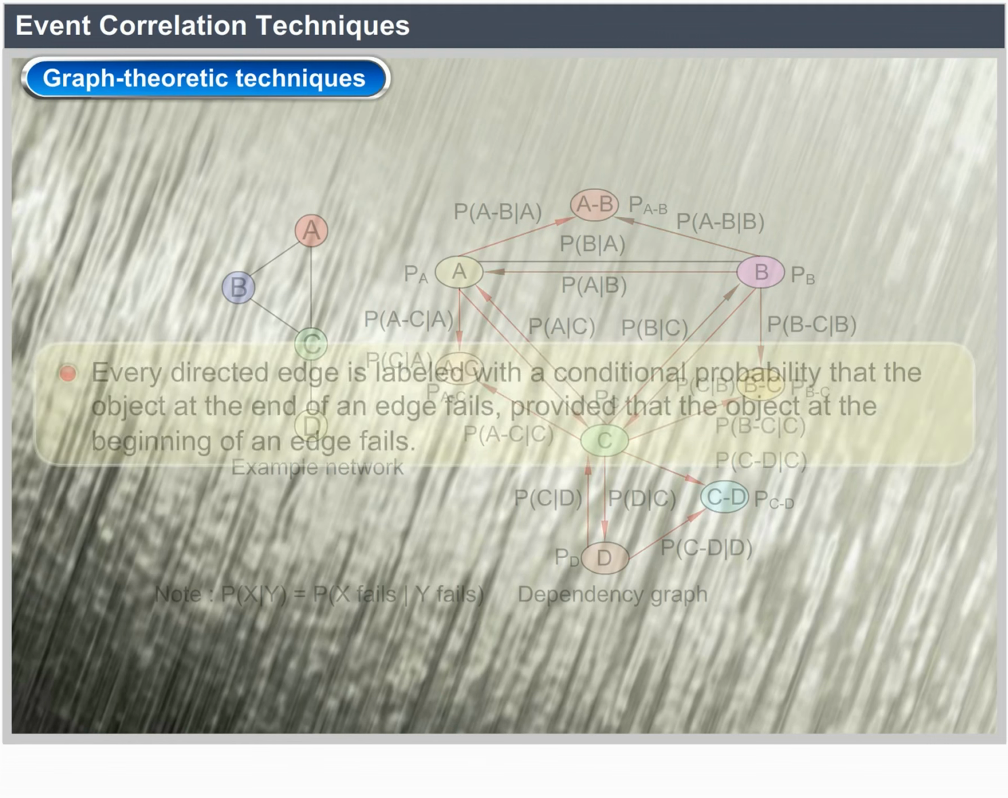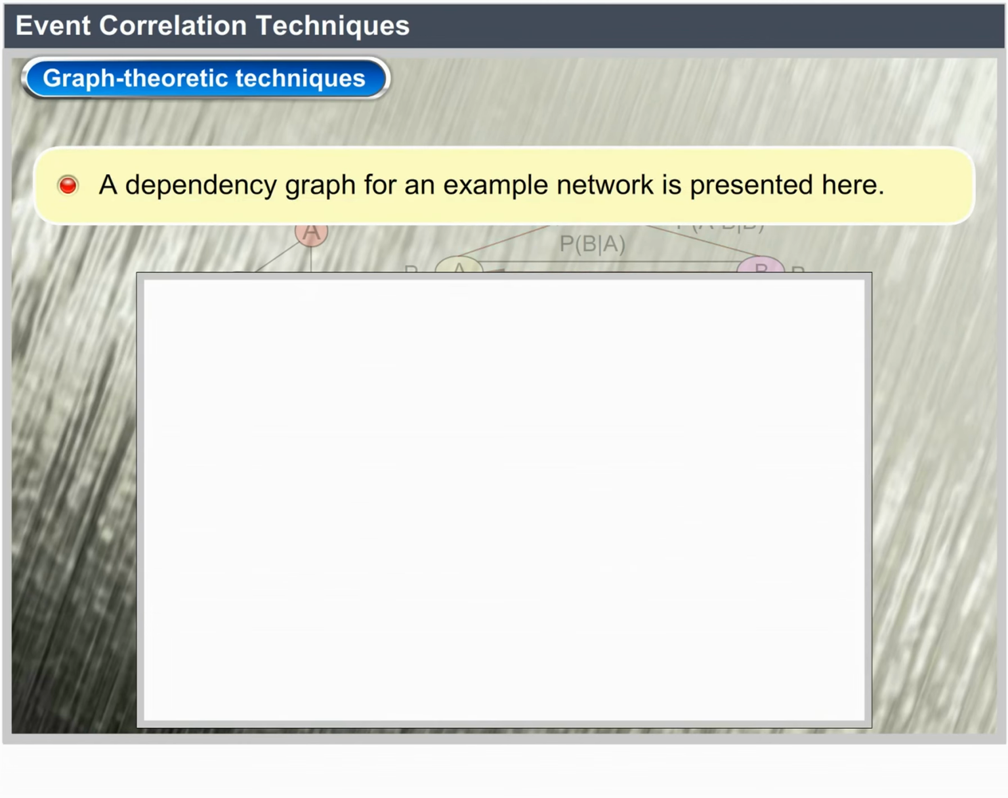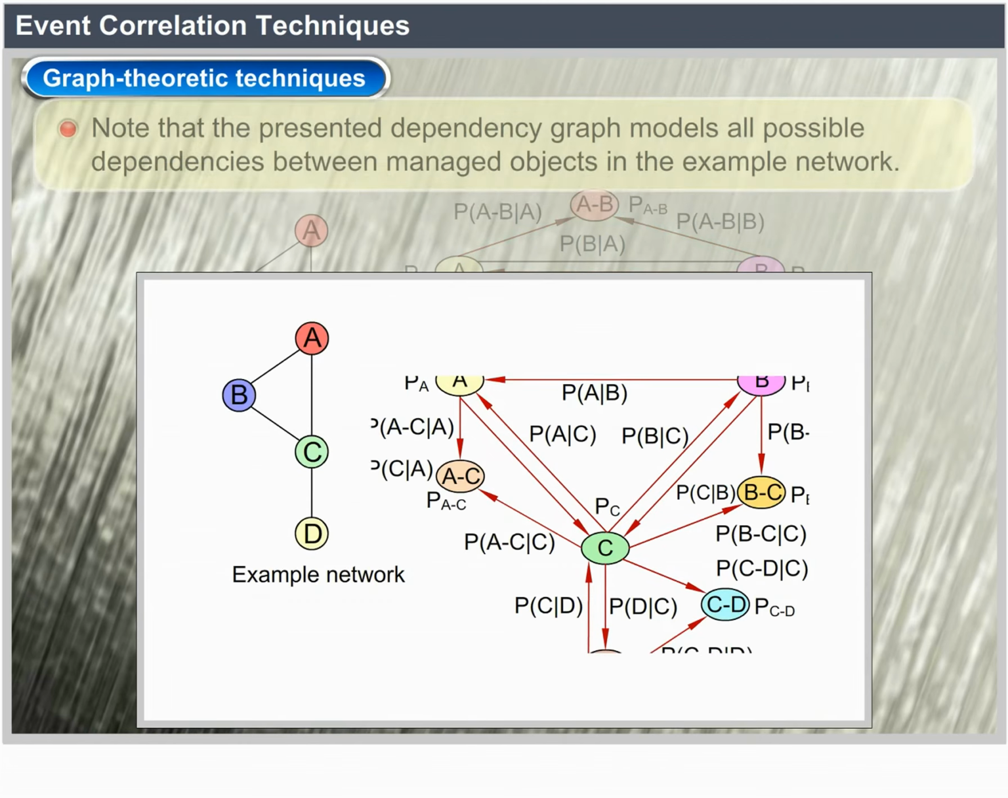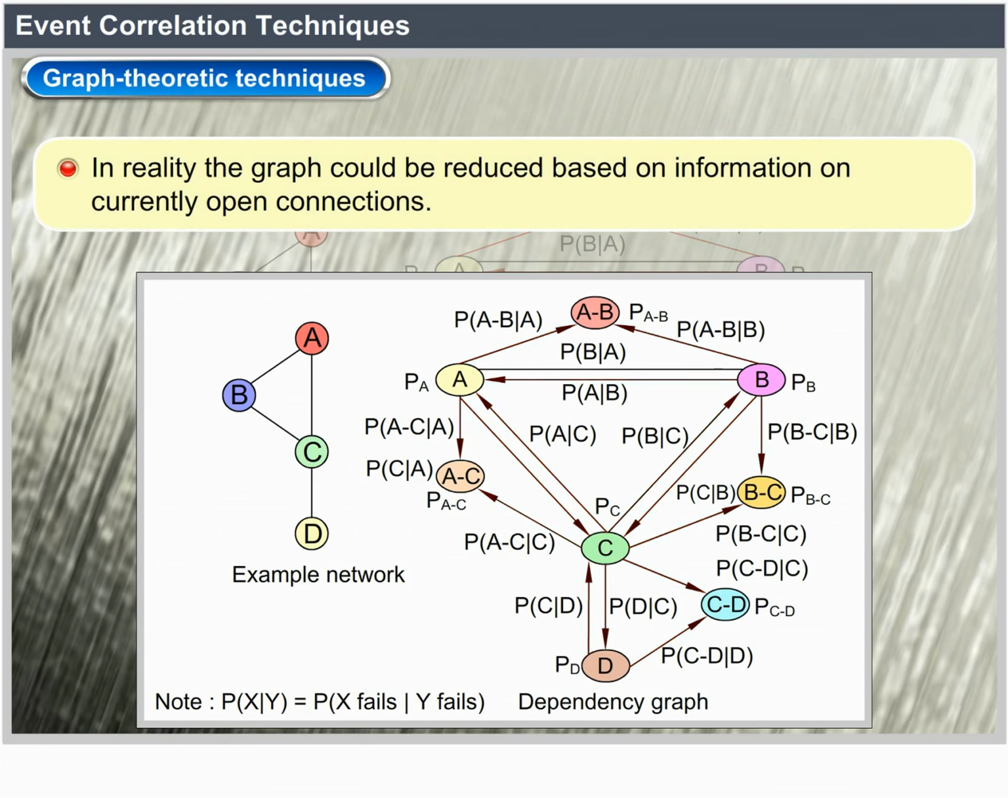Every directed edge is labeled with a conditional probability that the object at the end of an edge fails, provided that the object at the beginning of an edge fails. A dependency graph of an example network is presented here. Note that the presented dependency graph models all possible dependencies between managed objects in the example network. In reality, the graph could be reduced based on information on currently open connections.